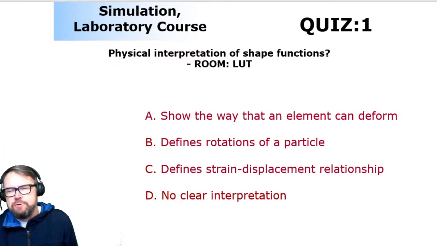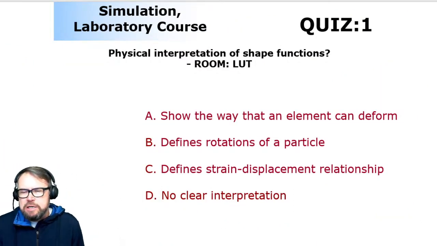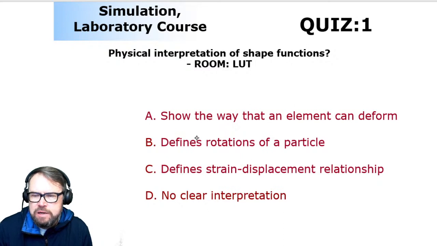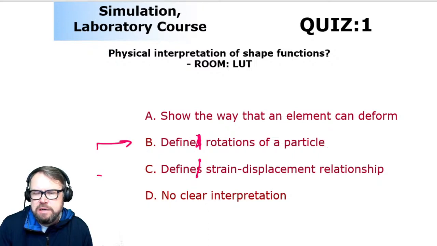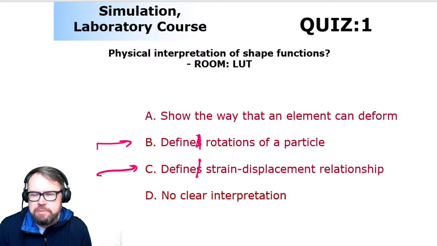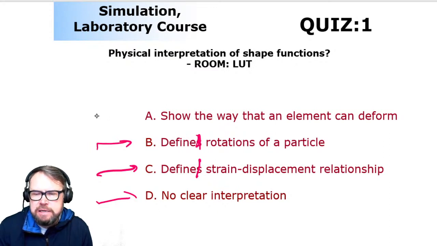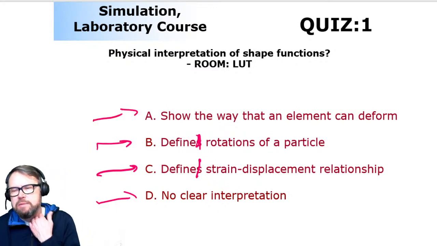So the physical interpretation of shape functions shows the way that an element can deform. Well, it should not be S here because it's a polar. So, defines the rotation of a particle. That's option number B. Defines the strain displacement relationship. No clear physical interpretation. So A shows the way that an element can deform.